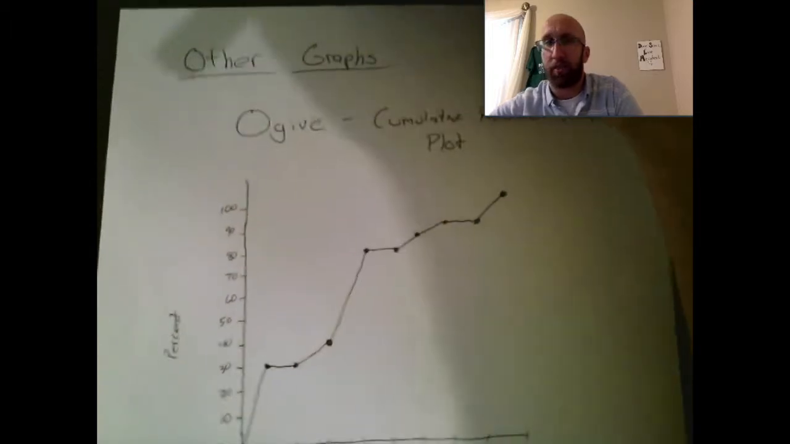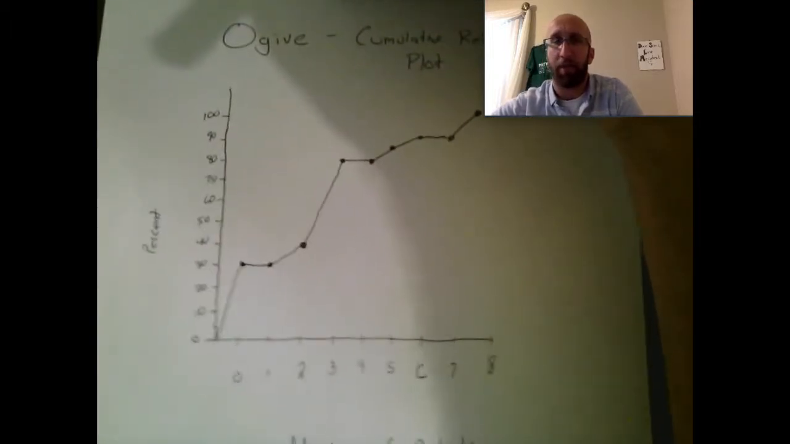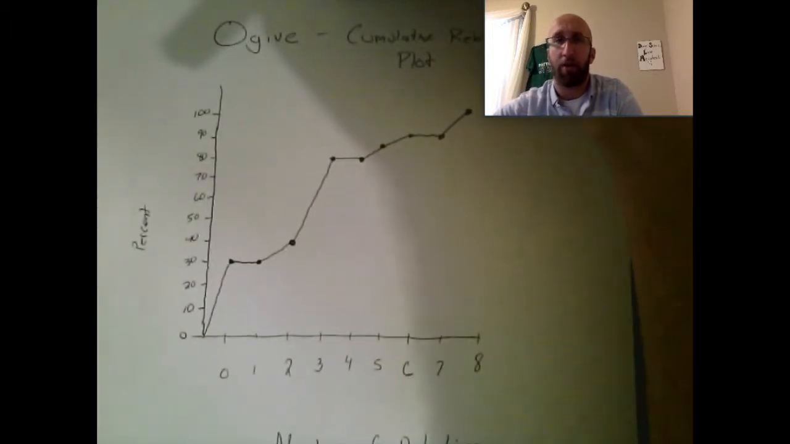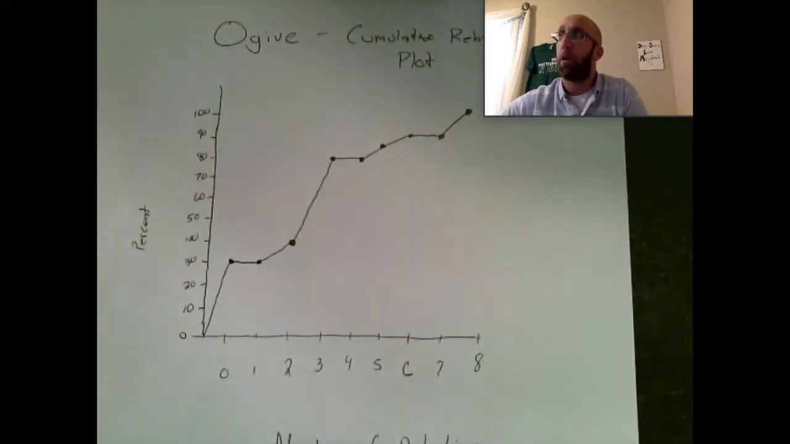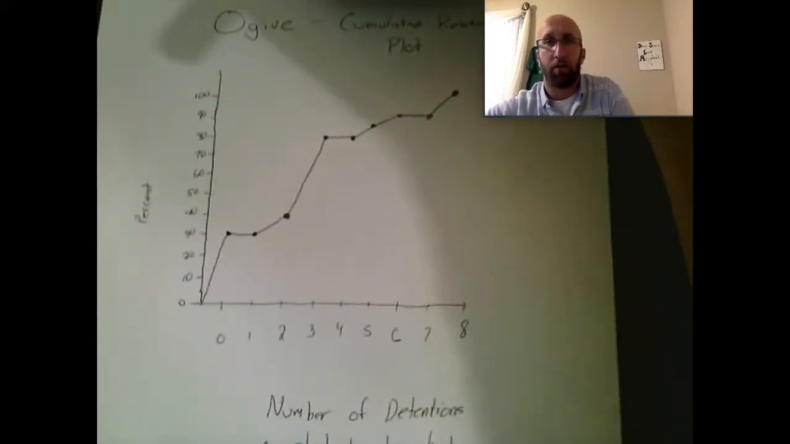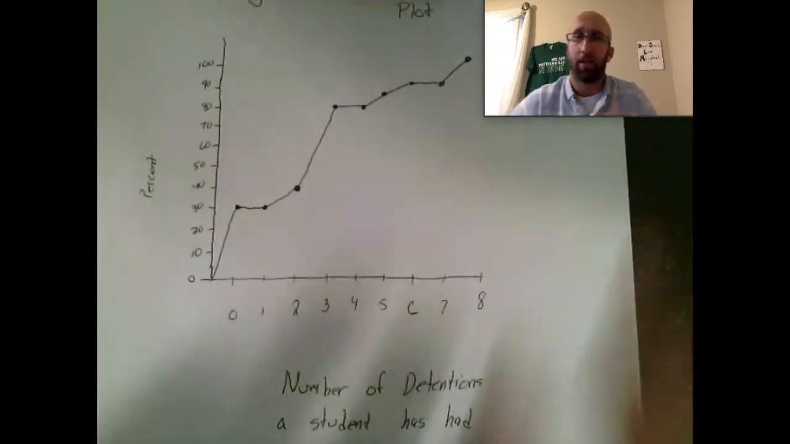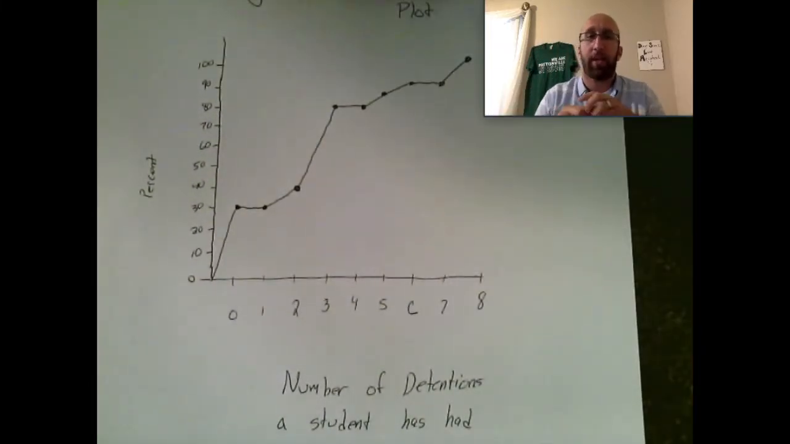I just made a very, very rough example here. It's not meant to be, oh wow, this is so perfect. It's just something to try and drive my point home. So what I have here is my cumulative relative frequency plot. I just made up data on the number of detentions a student has had. So if I went through my school and said, hey, how many detentions have you had? And I write them down, and I collect that whole data set.